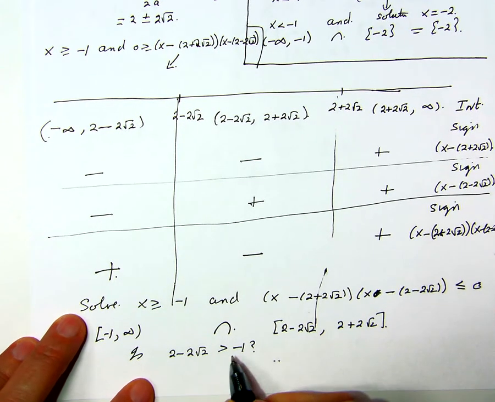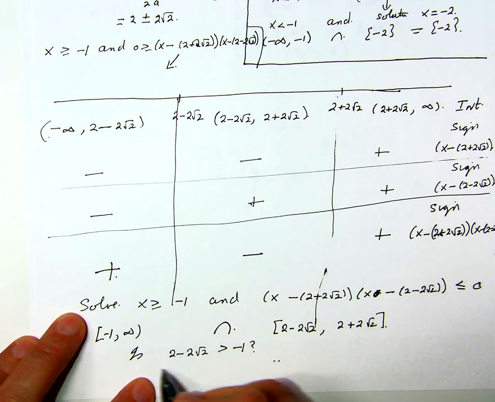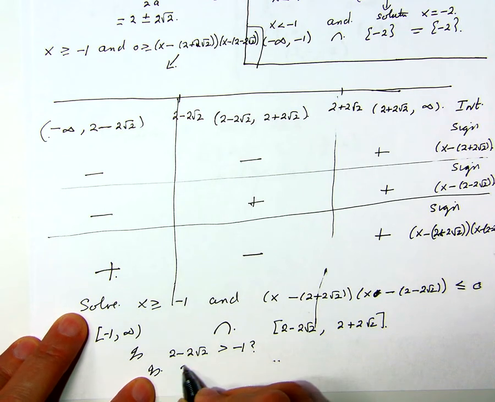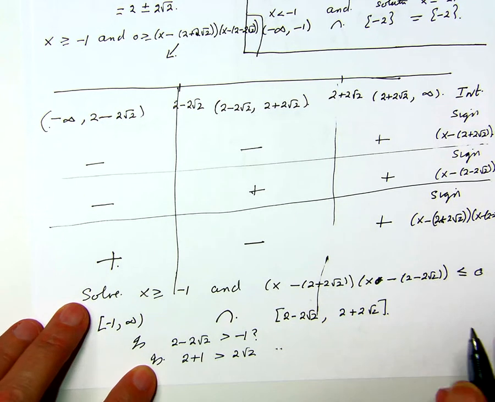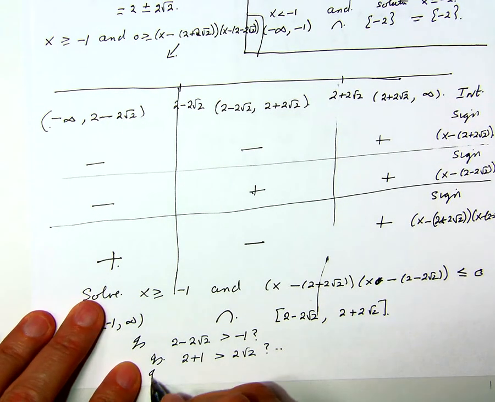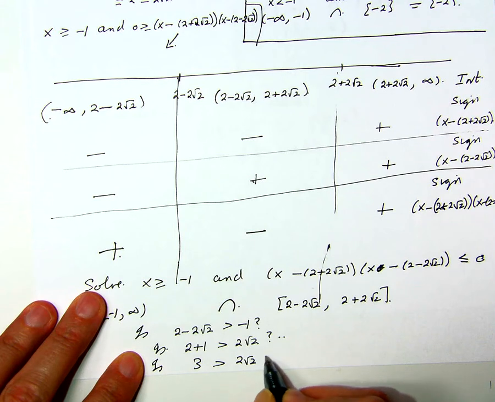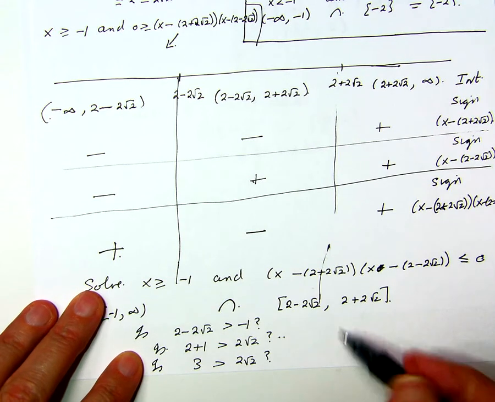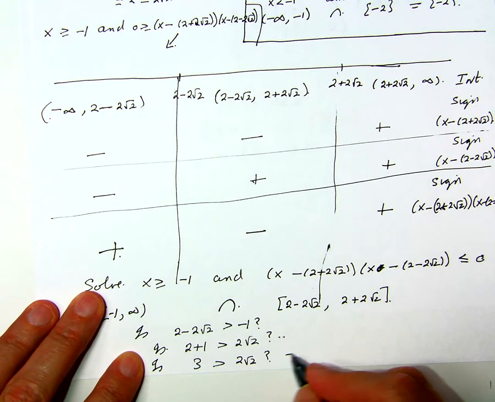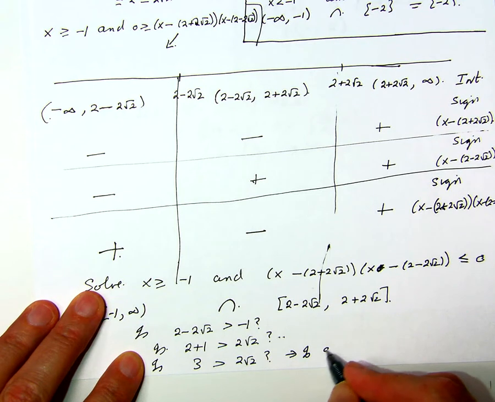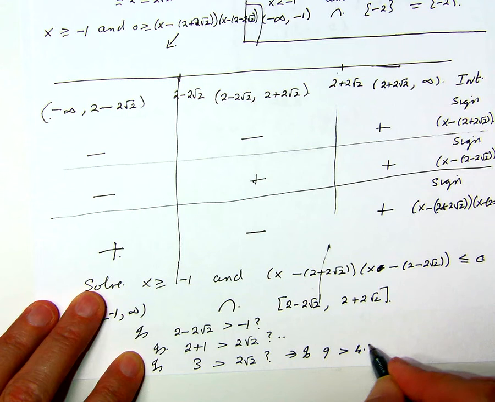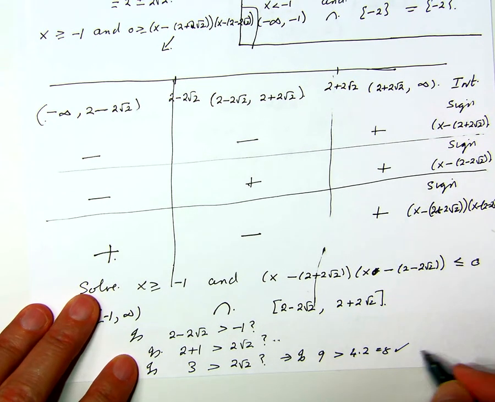While rearranging, what I'm asking is, is 2 plus 1 bigger than 2 times the square root of 2? Or is 3 bigger than 2 times the square root of 2? How can I tell? Well, I can square both sides. And I'm asking, is 9 bigger than 4 times 2? And the answer is yes, 9 is bigger than 8.